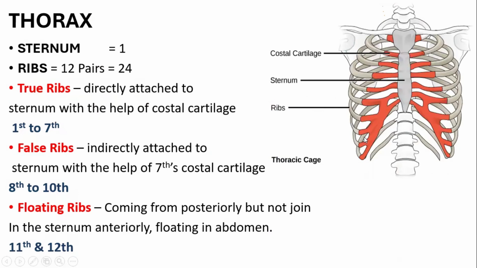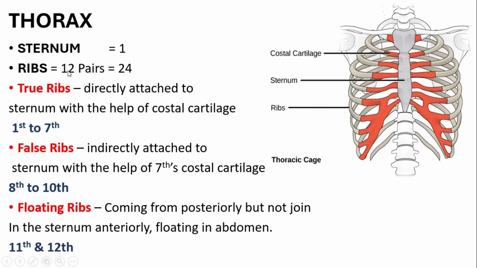Okay. So the thorax, the thoracic cavity, the thoracic cage, the thorax. Let's start. We know in the thorax part we have one bone named the sternum. Now, which one is the sternum? This is the sternum. You can see the marking also.